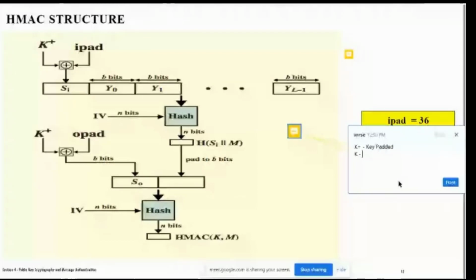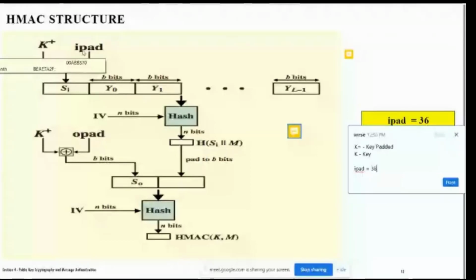Now, I'm going to take K plus, that means my padded key, plus I'm going to take some value called ipad. What is ipad? The value of ipad is going to be fixed. ipad equals 36, a hexadecimal value. 36 hexadecimal, that means base 16. One is 6. So 6 is going to be 0110. So the value of ipad is always fixed.